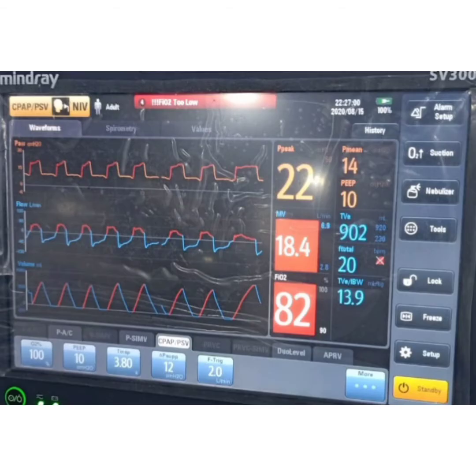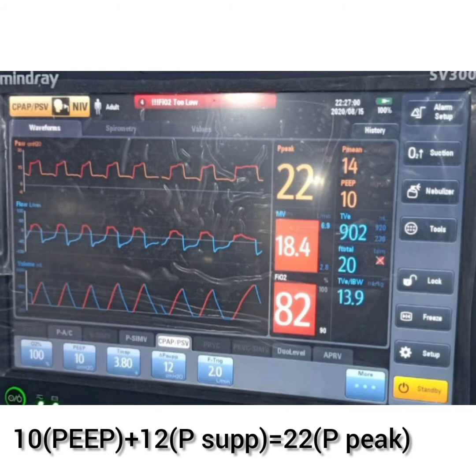Here we can note one point. The pressure support is kept at 12 and the PEEP is kept at 10. So the peak touched 22. The pressure support will not be given from baseline. The pressure support will be given from the PEEP value. From the PEEP value it will give 12 centimeters of water. So the PEEP value of 10 and pressure support of 12, both included, give the peak pressure, P peak, of 22. 10 plus 12 is 22.